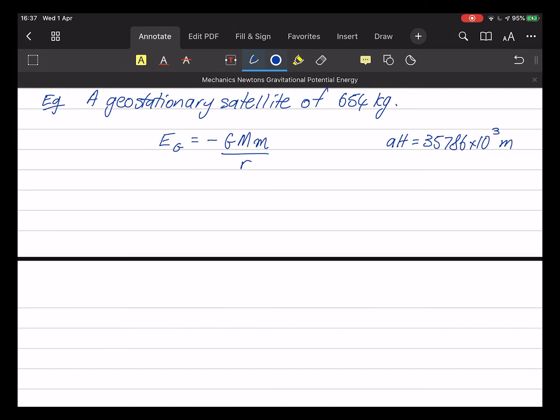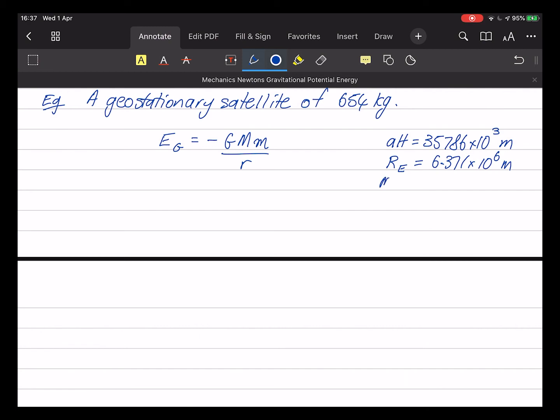We're going to need some more constants here to help us along the way. We need to add to that the radius of the Earth. So the radius of the Earth, 6.371, the average radius of the Earth, by 10 to the 6, so 6 million meters.